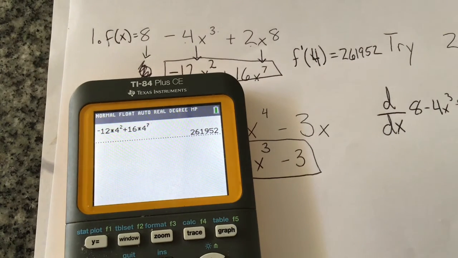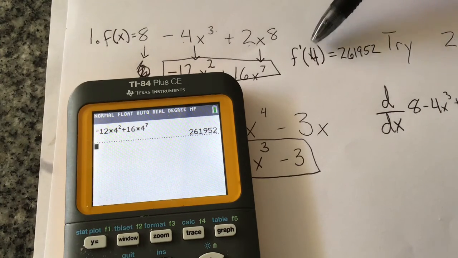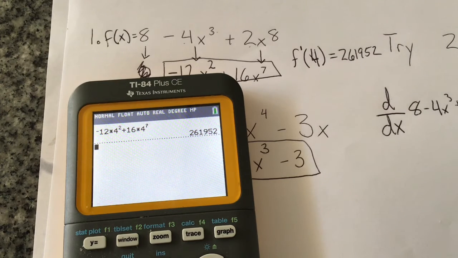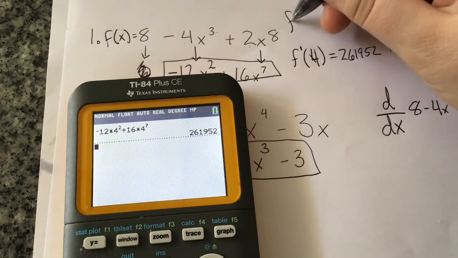261,952. That's a heck of a slope. That has to be the closest thing to a vertical line possible, but that's what it is. And this is how we denote the slope at a given x value. We could do this for any given point on the line. What we could do is say, what is the slope at 1? And we could do that.